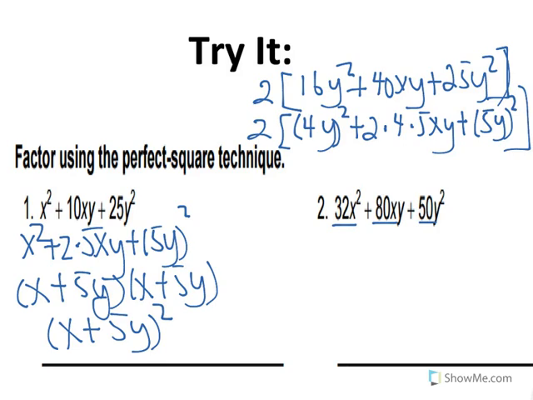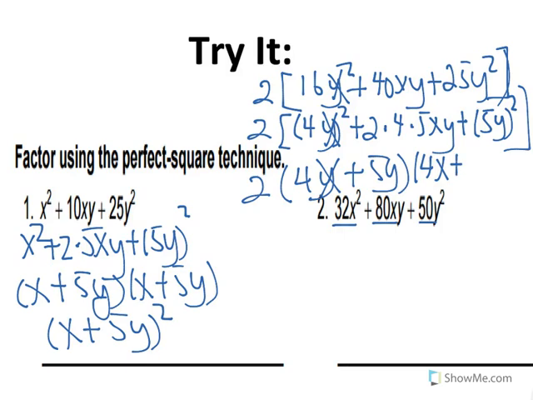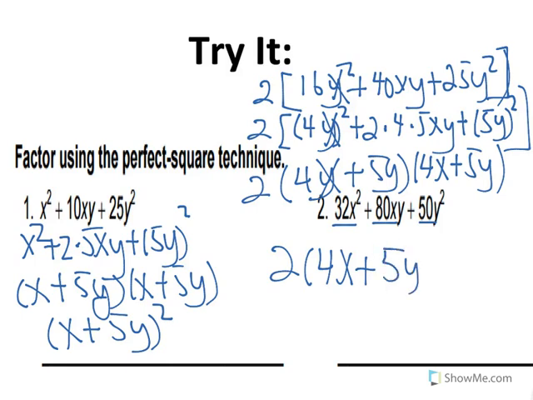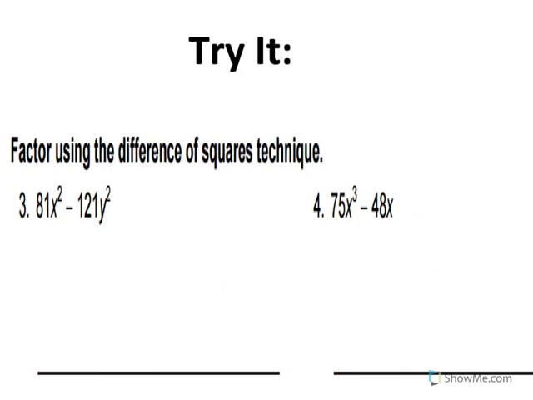Right? So this gives us 2, 4x. Oops, my mistake. Let me change that into an x. Sorry about that. And this is plus 5y times 4x plus 5y. So it becomes 2 times (4x plus 5y) quantity squared. Right? Okay, let's go on to number 9. The same thing, try these two out, and I'll give you the answer in a minute.